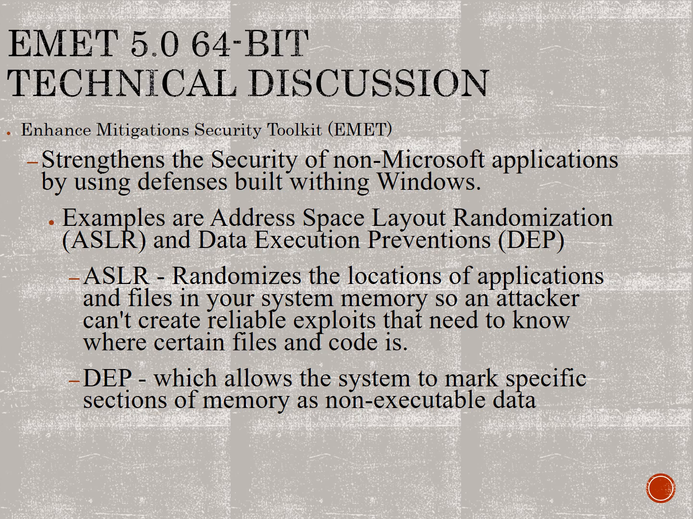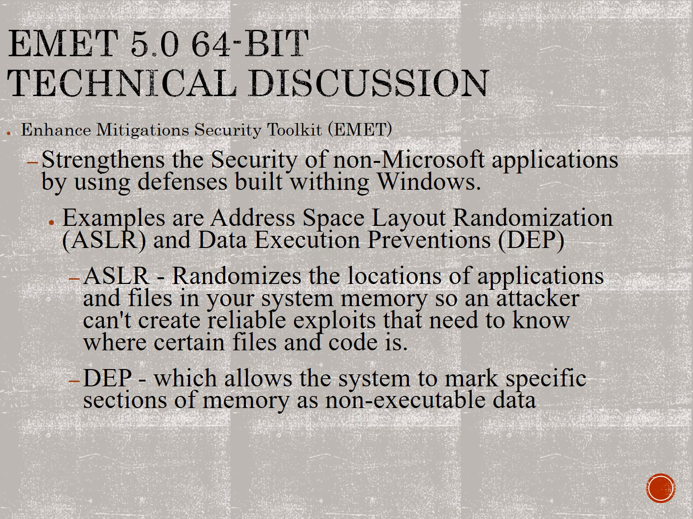Examples of how it does this: it uses address space layout randomization and data execution prevention. ASLR, or address space layout randomization, randomizes the locations of applications and files in your system's memory so an attacker can't create reliable exploits that need to know where certain files and code are. An exploit will use certain paths or certain executables, and will have to find them. If those executables or files can't be found, then the exploit is basically not going to work.